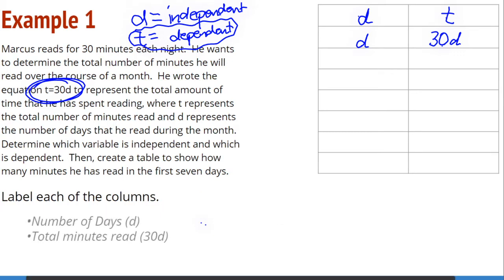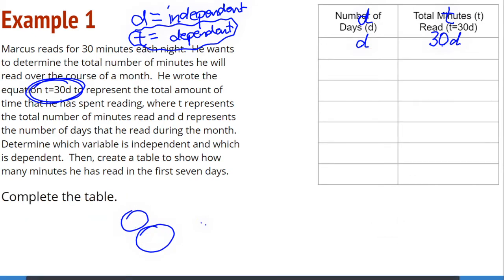So let's label each of our columns. Number of days with D and the total number of minutes read, which is 30D. Total minutes is T, which is equal to 30D. And I like putting lots of information in my table headings. And if you had already written down what I had written down, that's no big deal. Just come down to the next row and it's fine.